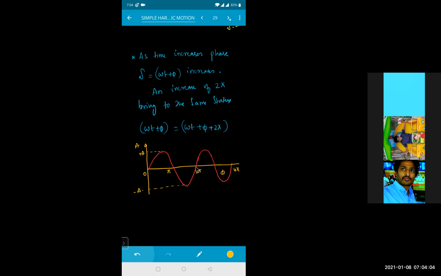Again at 2 pi, the particle is coming to mean position. See, at x equals 0, if phi value is 0, the x value is also 0. That means amplitude is 0. As the value of phi becomes 180 degrees, the amplitude becomes maximum. Then at 270 degrees, amplitude is negative. Then again at 360 degrees, the amplitude becomes 0.